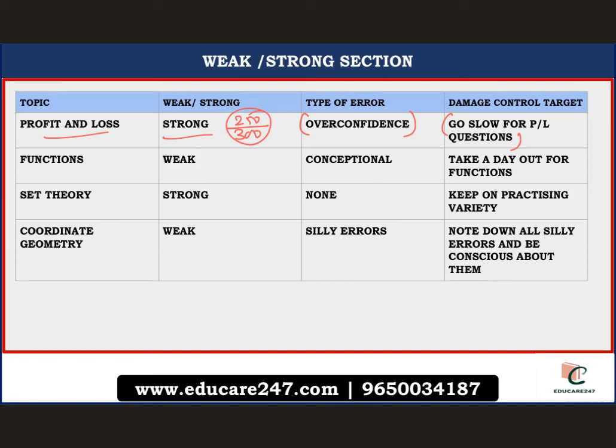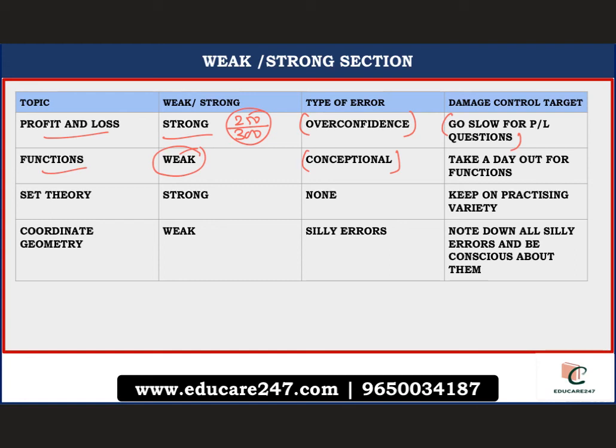So over here, for example, you can write: go slow for profit and loss questions. I've written it over here. Similarly, functions. So this is my weak topic. What I've done over here is I've categorized what type of error I'm making. It's a conceptual error, it's a calculation error, it's a silly error. So here I've given the categorization of conceptual error. Take a day out for functions. Go aggressive on functions. Take 2 days out for that matter if you want. Alright.